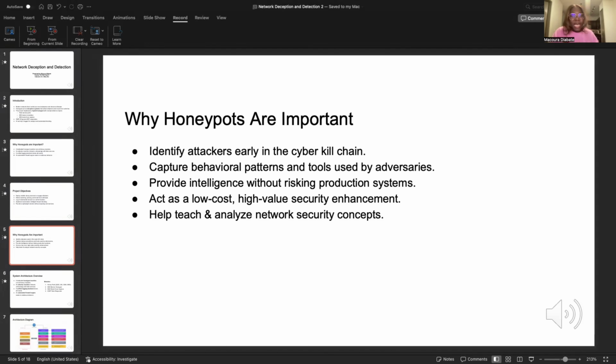So honeypots act as an early warning system. They provide valuable insight into attacker methods and tools without exposing real assets. They are cost effective and reduce noise by focusing only on malicious traffic. They also provide educational benefits for learning about network security and threat behavior.